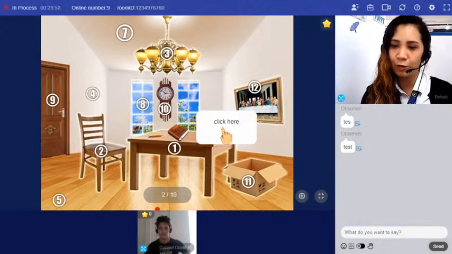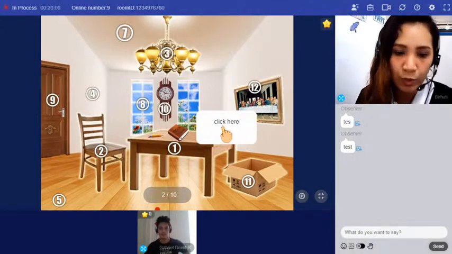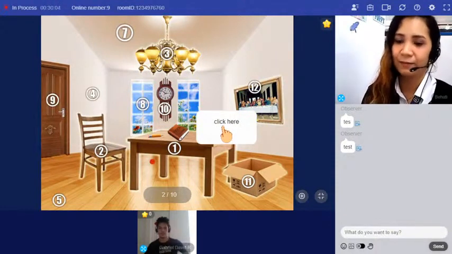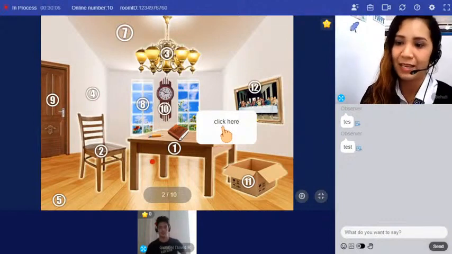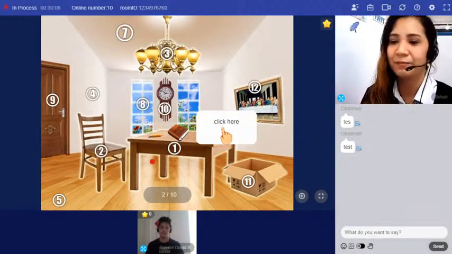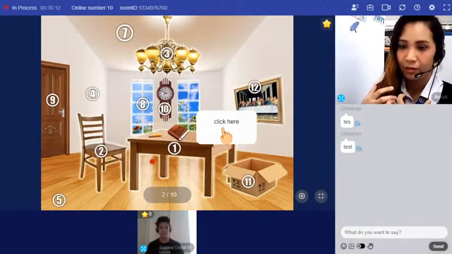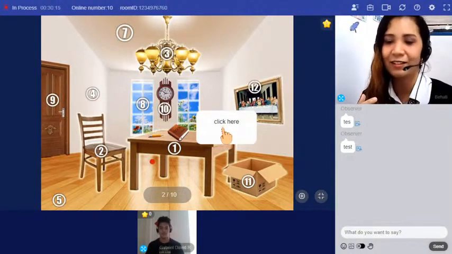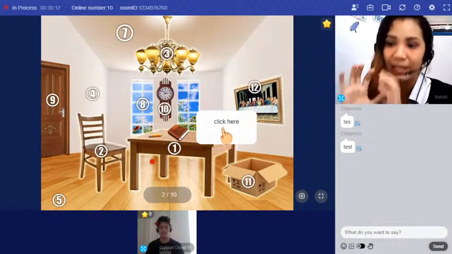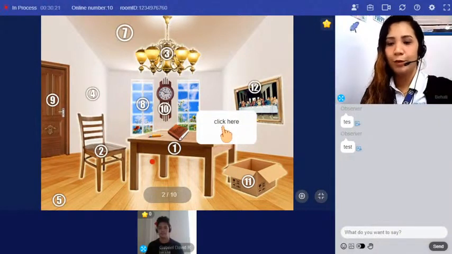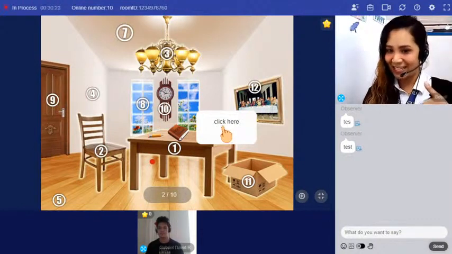What's the difference between bring and take? The difference between bring and take is that bring means carry here, whereas take means carry there.